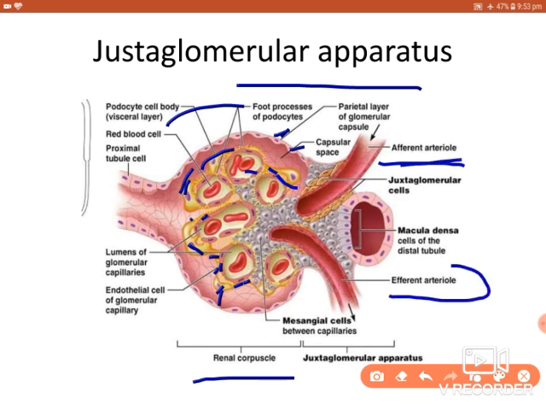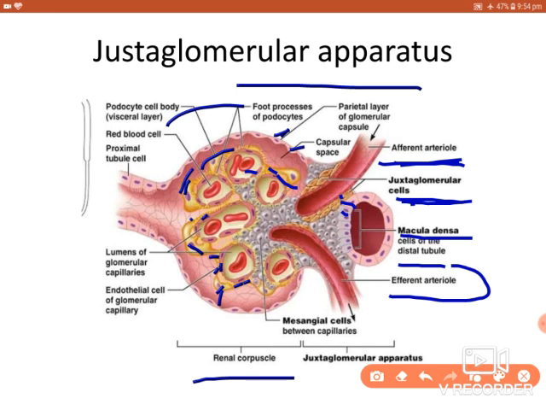In relation to the afferent and efferent arterioles, there is the distal convoluted tubule, lined with cuboidal cells. In the part closely attached to the afferent arteriole, these cuboidal cells change to form columnar cells. Those are the macula densa. In the afferent arteriole, the smooth muscle cells present become enlarged to form the juxtaglomerular cells.